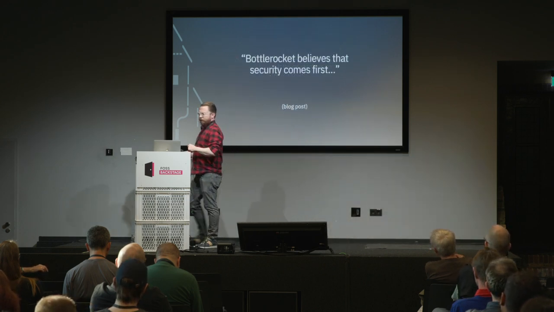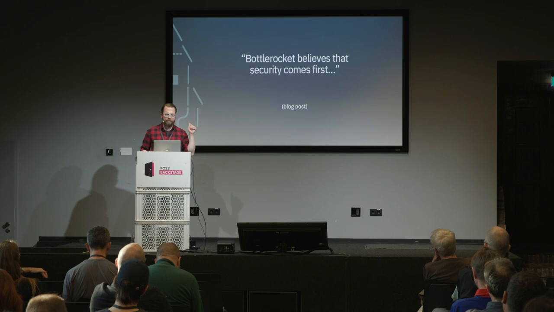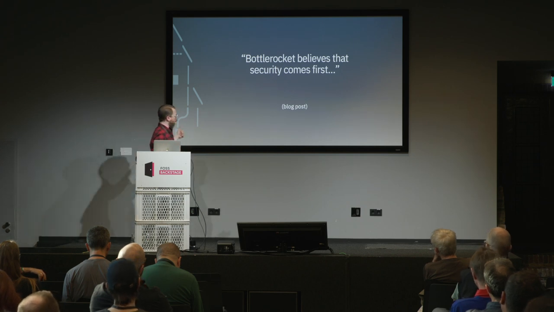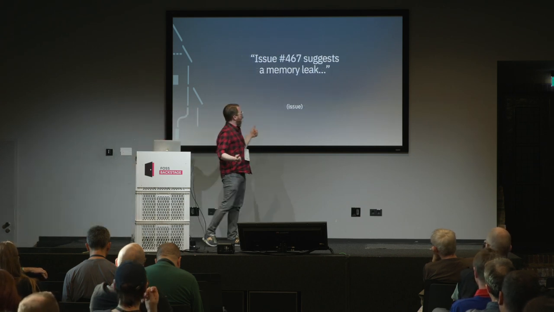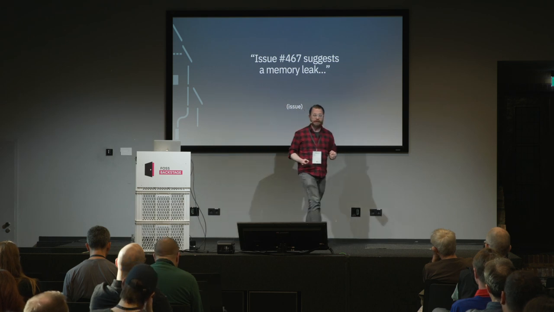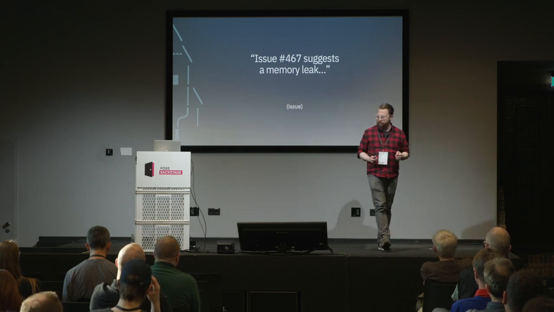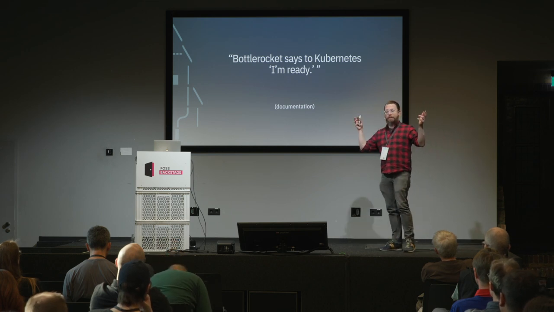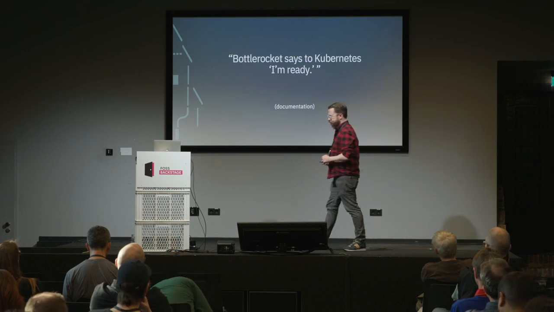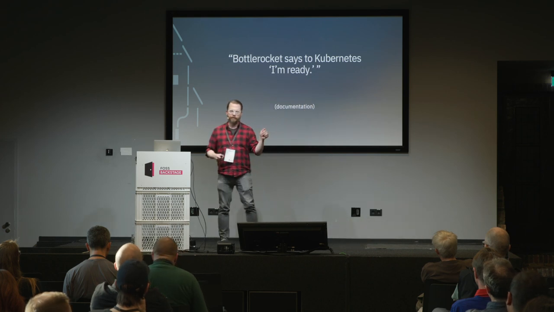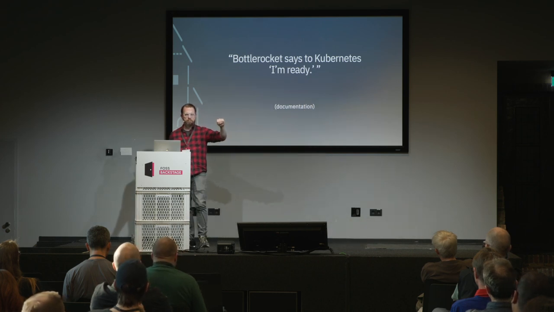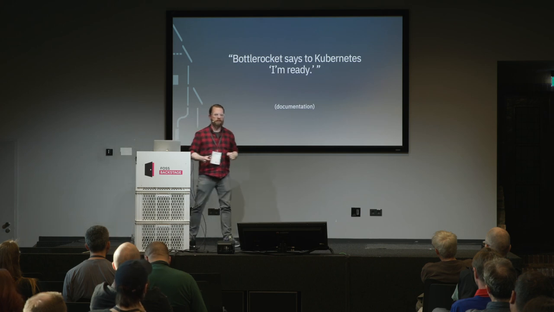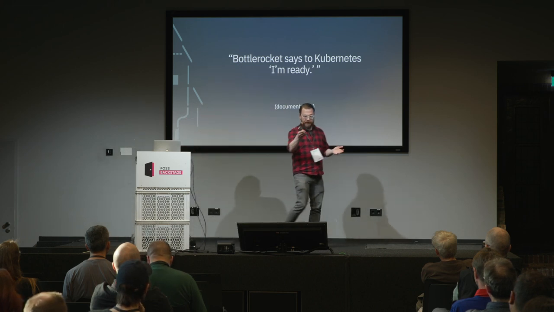So, next set of three. Bottle Rocket believes that security comes first. Issue 467 suggests a memory leak. Bottle Rocket says to Kubernetes, "I'm ready," in documentation. Can anybody identify the problem with those three statements? Okay, go ahead. Is it the whole project? That's a good part of it.